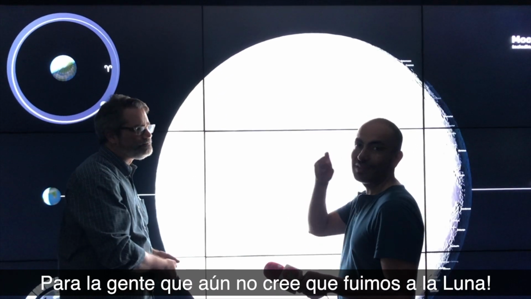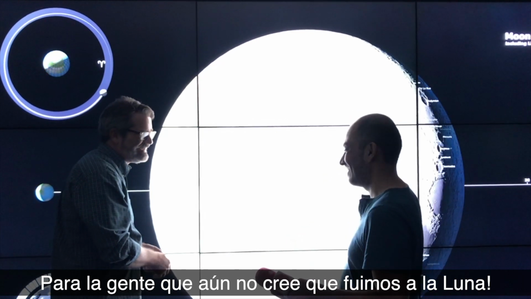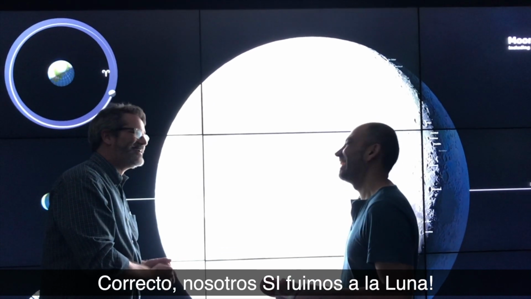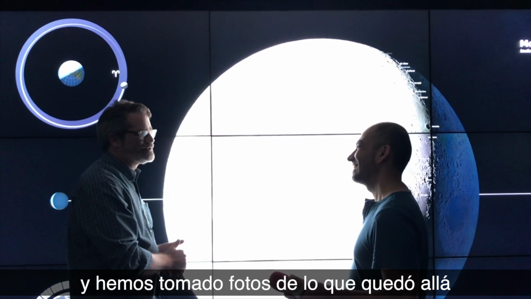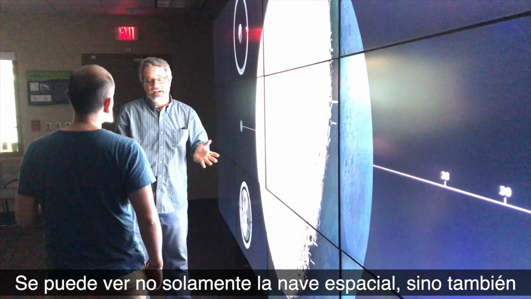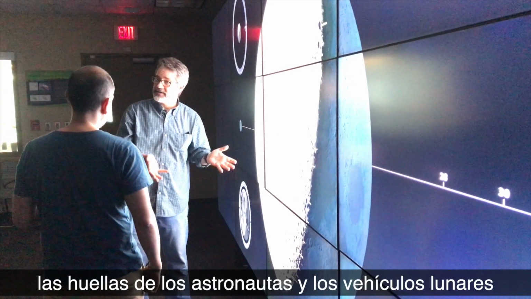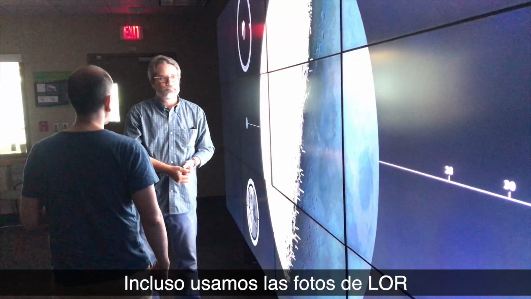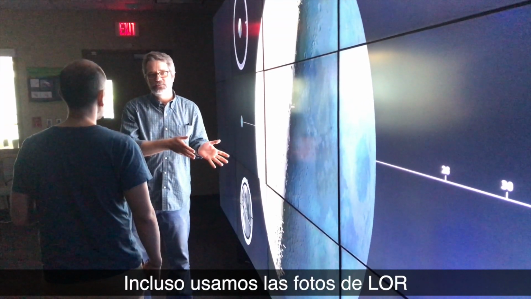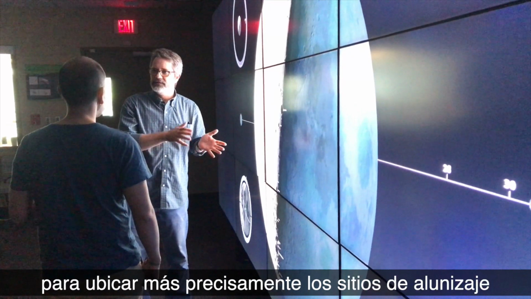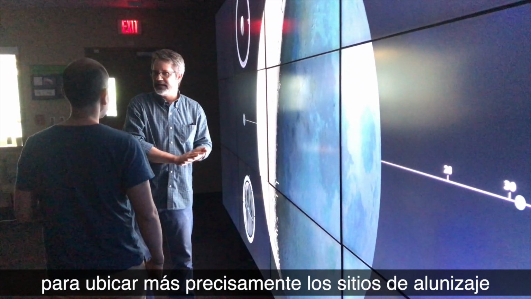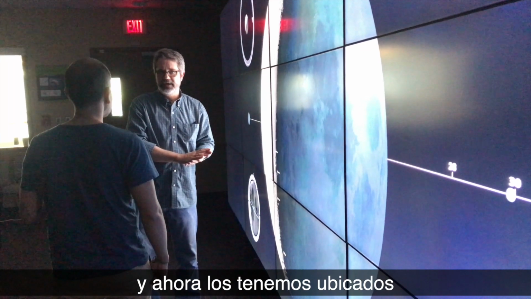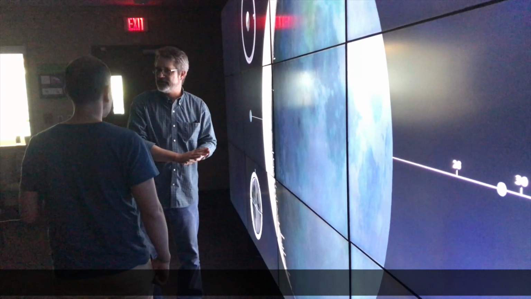For the people who still don't believe. That's right. No, we really did go there. And we took pictures of what was left behind. You can see not just the spacecraft, but the footprints and the tracks of the rover in those photographs, which is great. And we've even used the LRO pictures to more precisely locate those landing sites. So we have them down to a few centimeters on the surface of the moon.